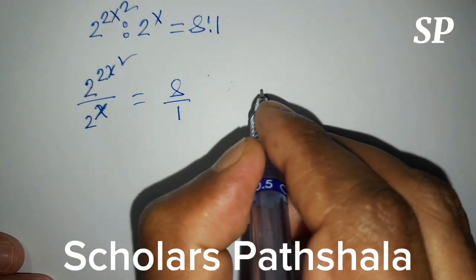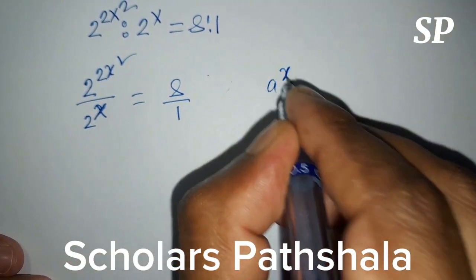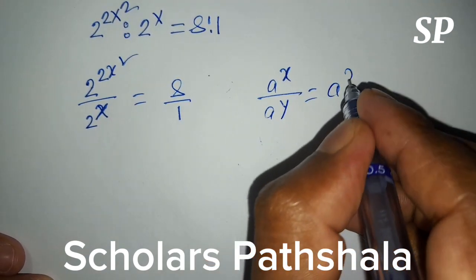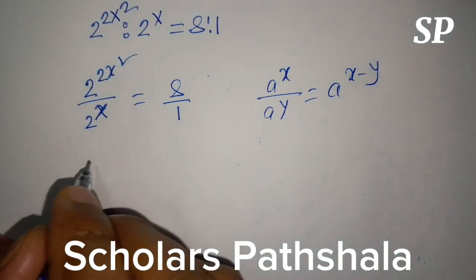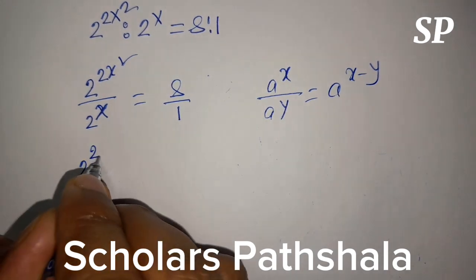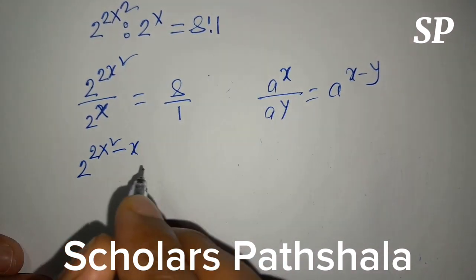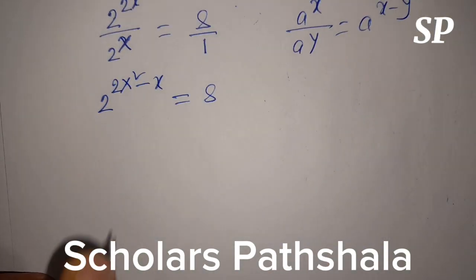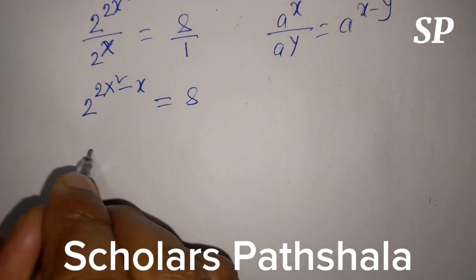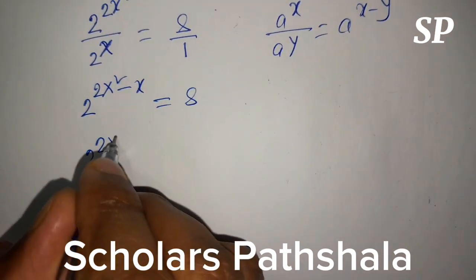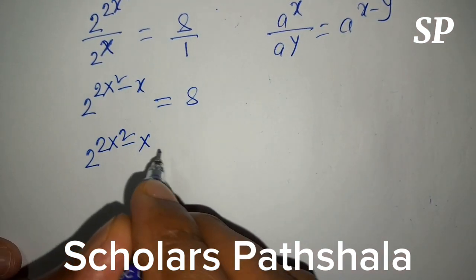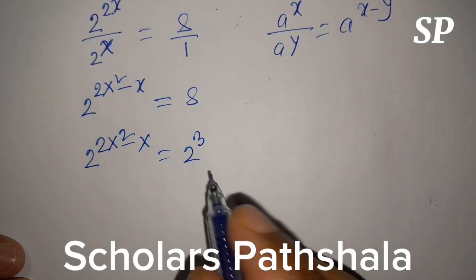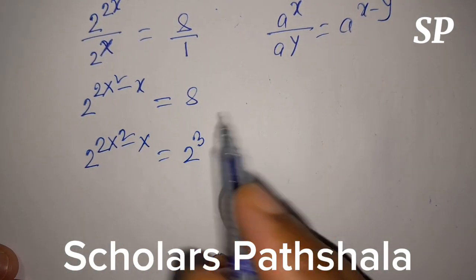We can write from here a^x by a^y is equal to a^(x minus y). So we can write 2^(x² minus x) is equal to 8. Then we can write 2^(x² minus x) is equal to 2 to the power 3, since 2 cubed is equal to 8.